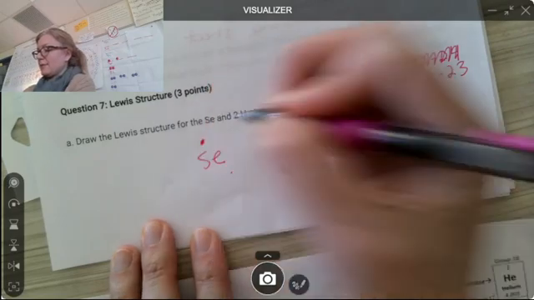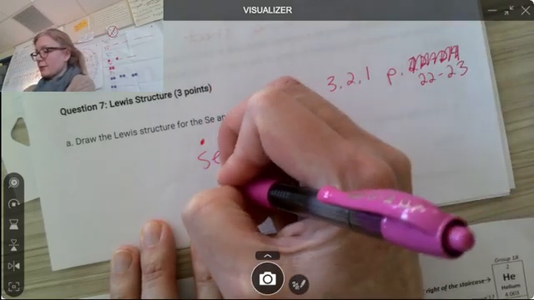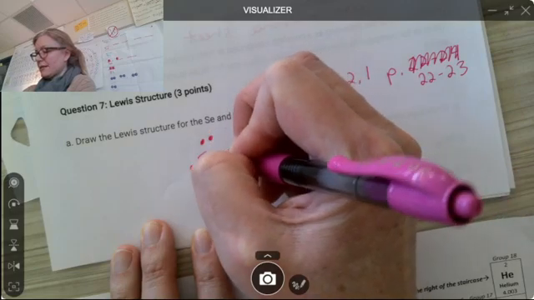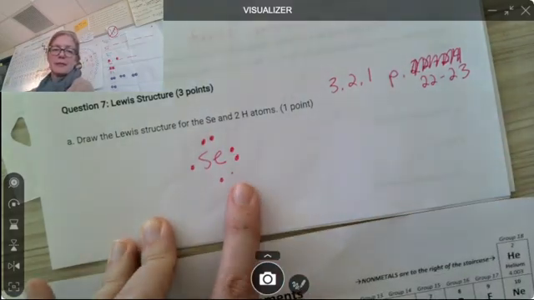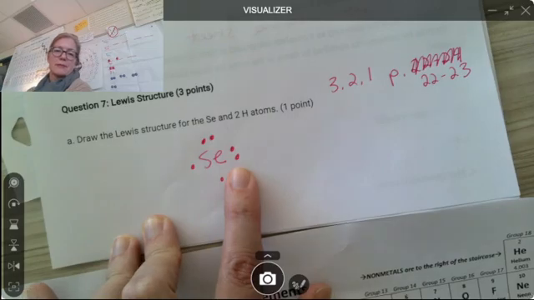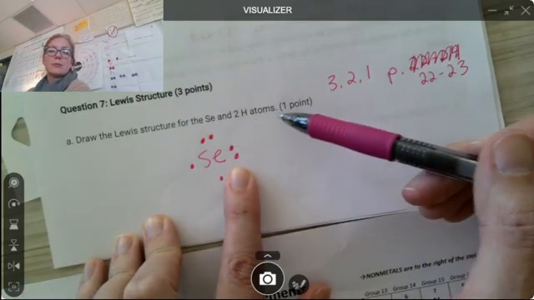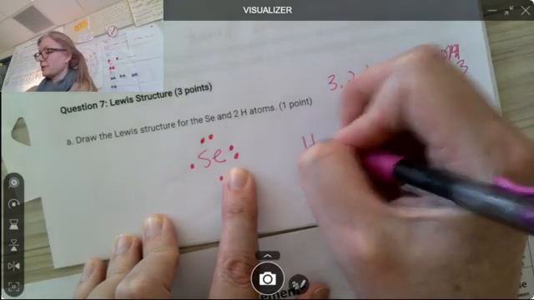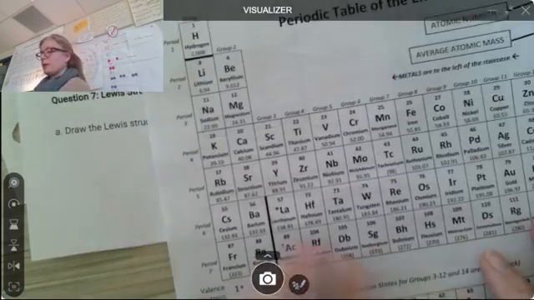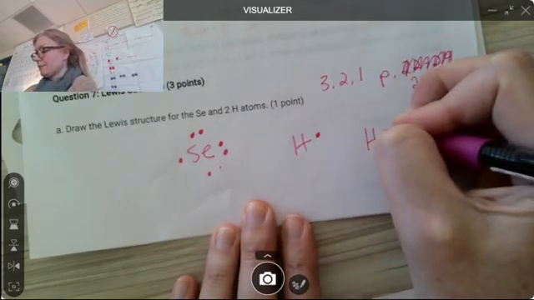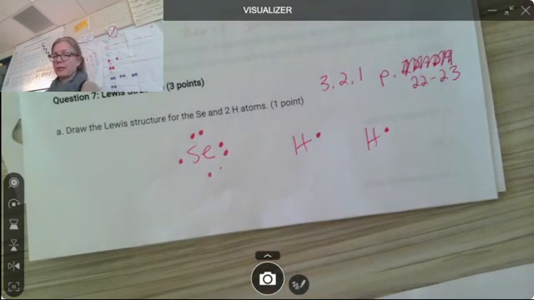So you write the symbol for the element, and if it has 6 valence electrons, put 1 on each side, and then double up, 5, 6, and then stop. So it has 6 valence electrons, okay? And now I want you to draw the Lewis structure for 2 hydrogen atoms. Hydrogen's in group 1, so they have 1 valence electron, and it wants you to draw 2 of them, like that. Okay, so that's all they're looking for in 7A.